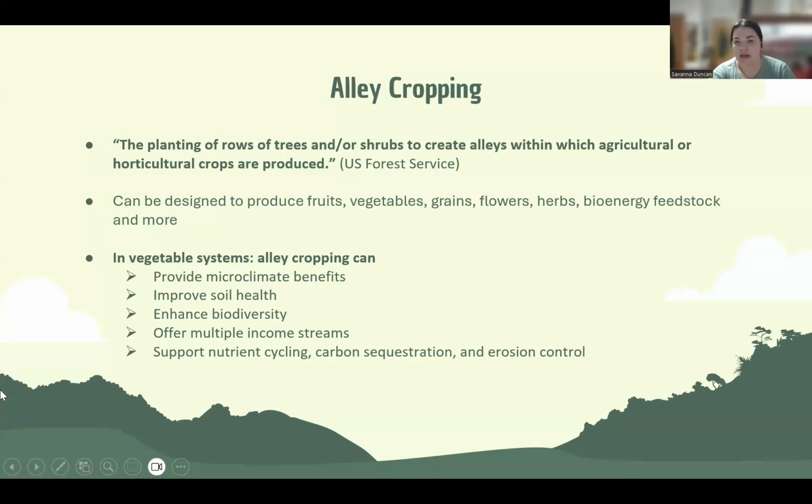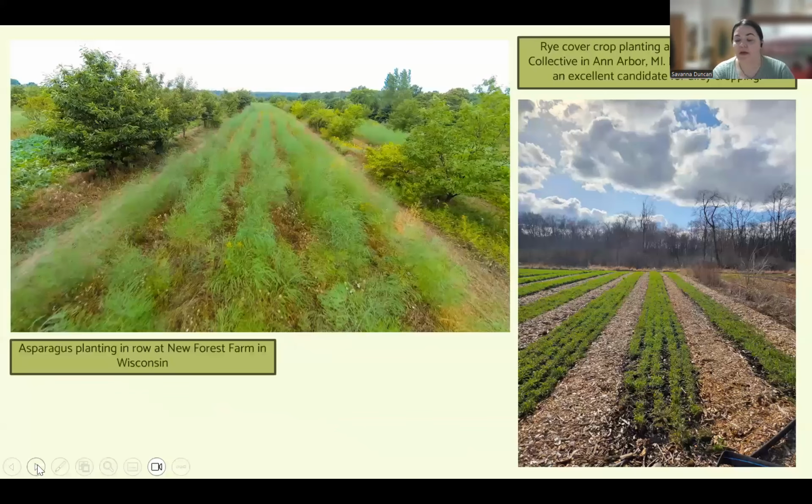So let's take a look at a couple of examples of this. So this image on the left is my favorite example by far of alley cropping. This is a 25-year-old asparagus planting at New Forest Farms in Wisconsin. And then additionally, I have a picture of a cereal rye cover cropping at Green Things Farm Collective in Ann Arbor, Michigan. I believe that they would honestly be an excellent candidate for alley cropping.